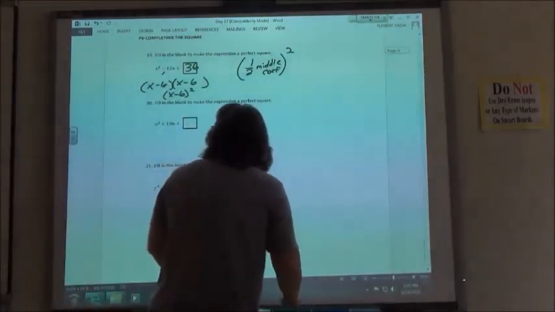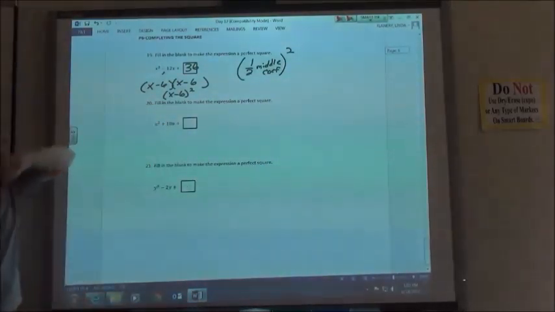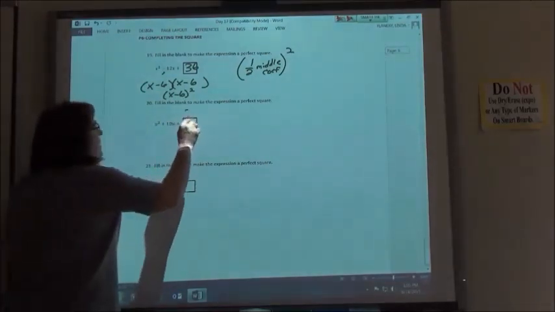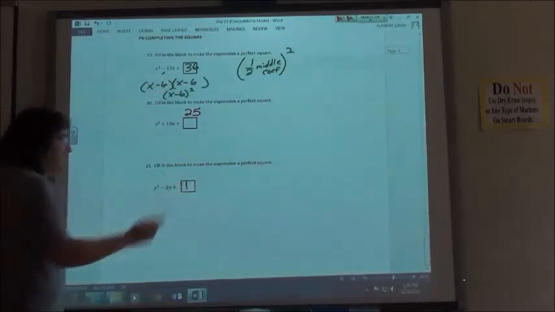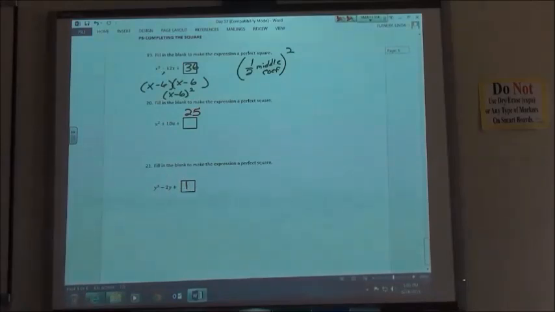So number 20, if I am going to make that expression a perfect square, what number is going to go in the box? 25. Half of 10 is 5, and 5 squared is 25. Number 21, what number goes in my box? 1. Half of negative 2 is negative 1, and a negative 1 squared is positive 1.